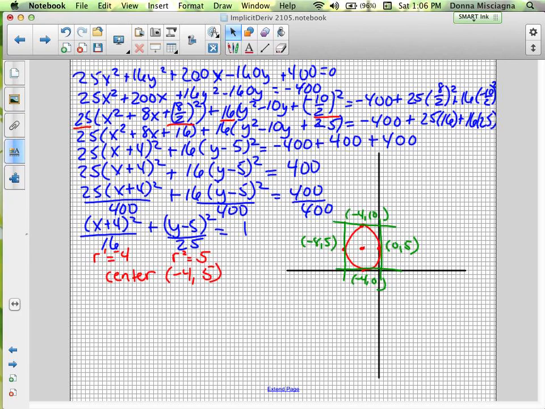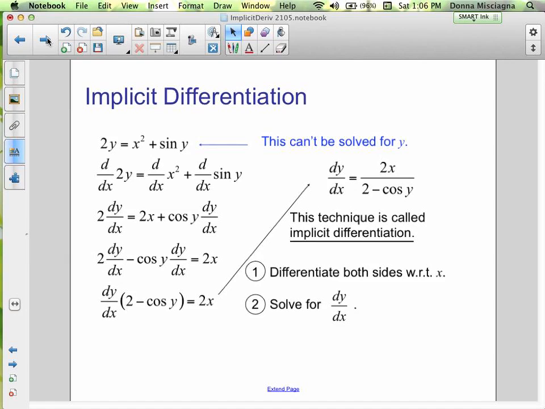All right, so here's this problem here. Let's move on and do a little bit more implicit differentiation. We spent a whole lot of time with algebra there. Here's one that I believe is in your notes. I left it up here because it's so nicely written, not by me, because it's typed. Only once in a blue moon do I type on the smartboard. 2y equals x squared plus sine y. Can't be solved for y. There's absolutely no way you can pull the y out of sine. It is trapped in there.